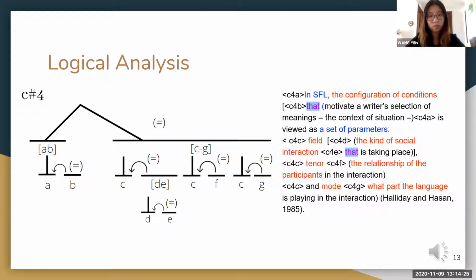For clause C to G, from the diagram, clause C is repeated 3 times, and that is because clause C is separated into 3 parts. Clause set DE, clause F, and clause G is used to elaborate on each parameter. For clause E, it is used to further elaborate on the occurrence of social interaction.